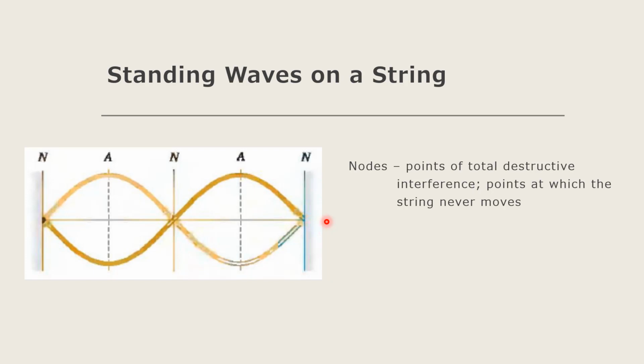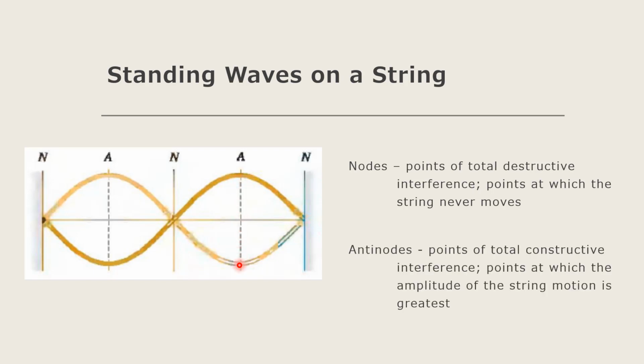And midway between the nodes are the points of greatest amplitude. As you can see, midway between two nodes are points which have the greatest amplitude, and we call these the antinodes. At these points, total constructive interference occurs. At the antinode, the displacement of two identical waves gives a large resultant displacement.